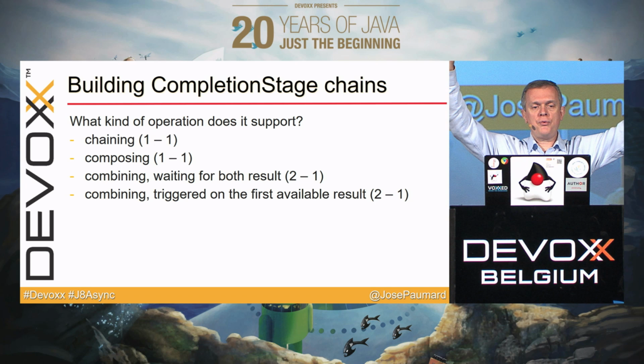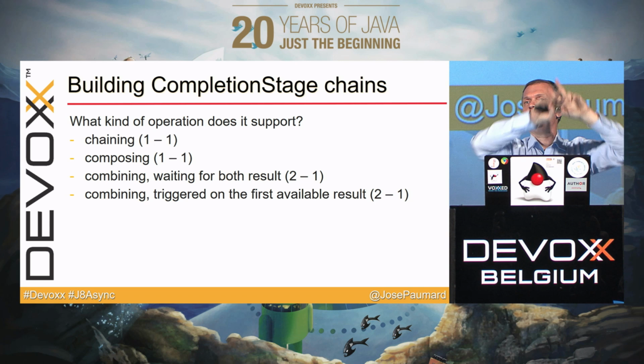So I have three tasks. I have now four types of chaining, composition, and stuff. That makes 12 methods. Right? We're not done.